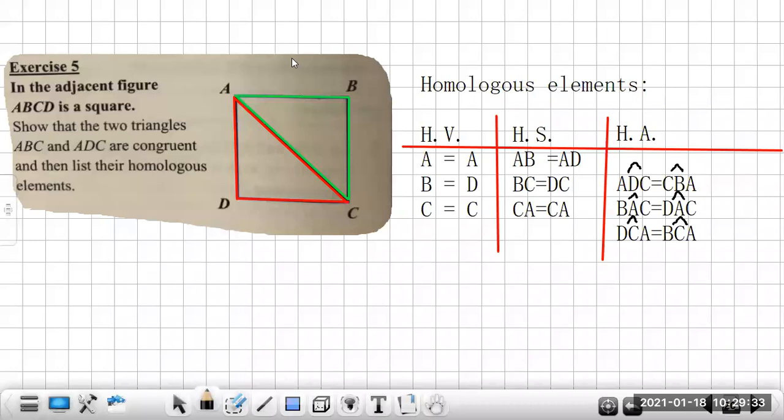Teacher, shouldn't ATC be ABC and then ADC, in homologous angles? With homologous angles, ADC is equal to CBA, and BAC is equal to DAC, and DCA is equal to BCA.